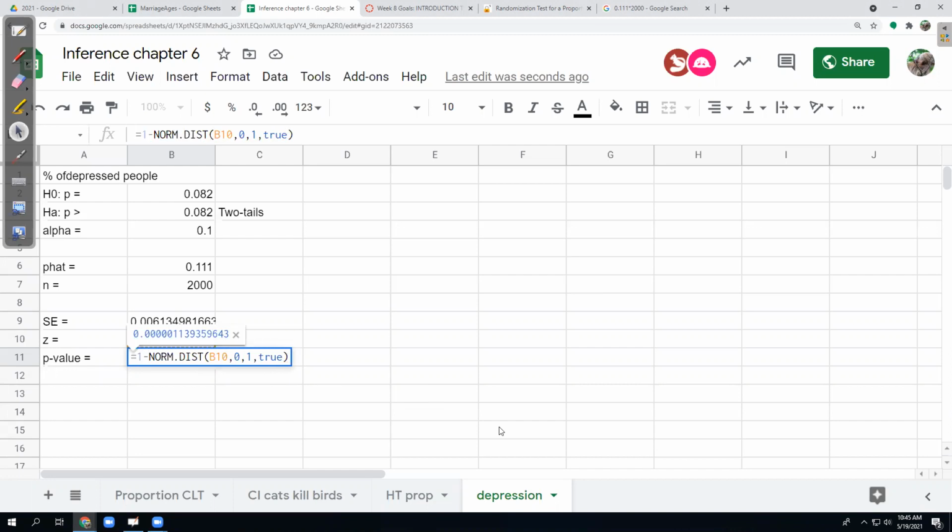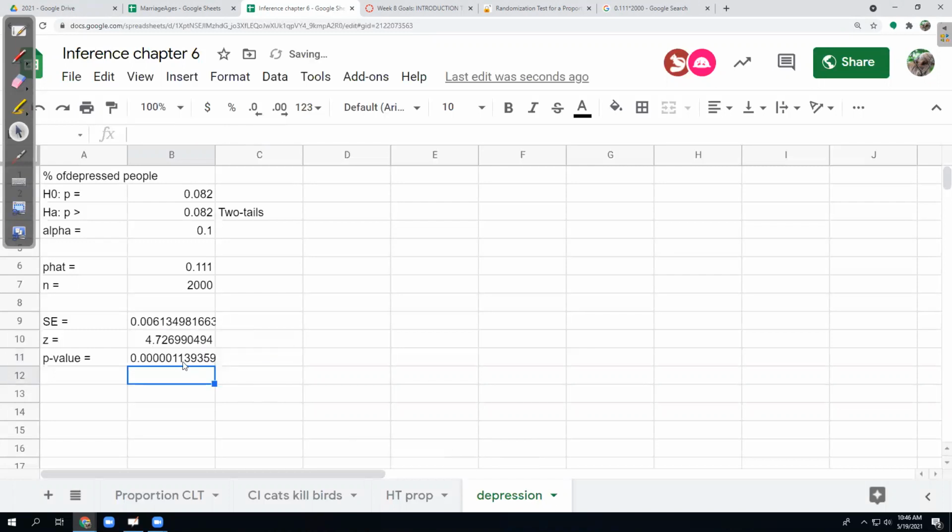So if you're doing a left tail test, the norm dist nails it for you. If you're doing a two-tailed test, you might have to double that. If you're doing a right tail test, you got to do 1 minus. So you got to put some thought. That's why I got to draw a picture to figure it out.